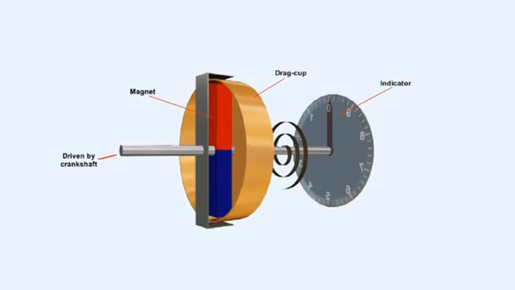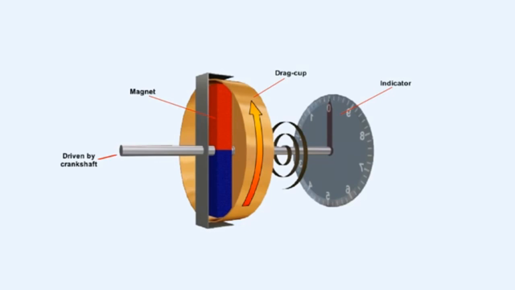The input drive causes a magnet in the indicator to rotate. The magnet rotates inside a copper or aluminium drag cup. This induces eddy currents in the aluminium drag cup. Eddy currents are caused by the magnetic field of the moving magnet acting on the electrons of any metal in the vicinity of the magnet. The eddy currents themselves generate a magnetic field which interacts with the magnetic field of the magnet.